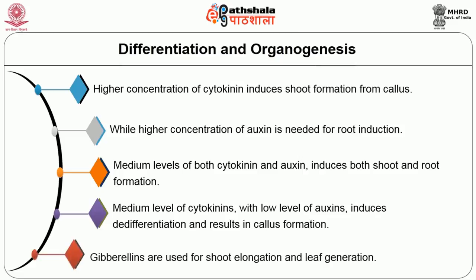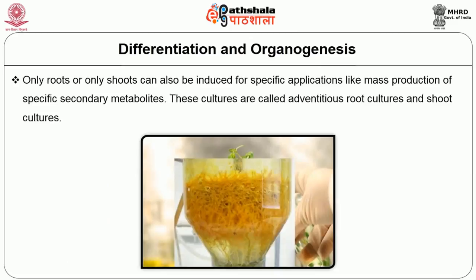Gibberellins are used for shoot elongation and leaf generation. Only roots or shoots can also be induced for specific applications like mass production of specific secondary metabolites. These cultures are called adventitious root cultures and shoot cultures.